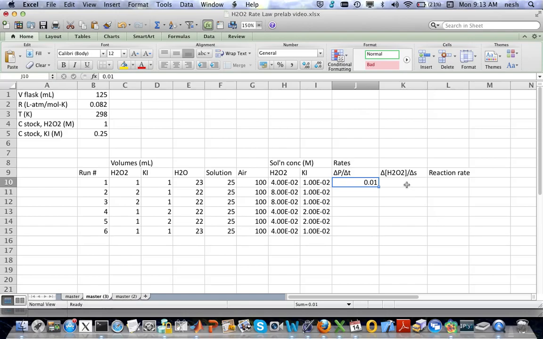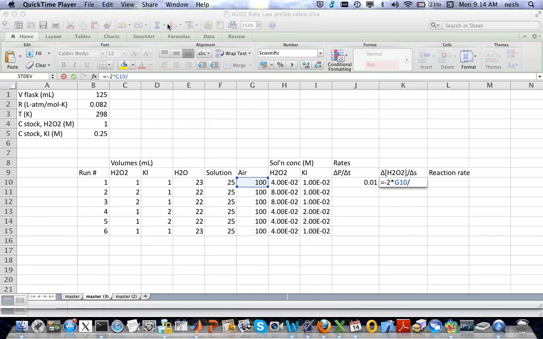Now, I want to calculate the change in the rate of hydrogen peroxide concentration. And why don't you give that a shot? Pause and give it a shot. Okay, I'm back. I'm going to see if I can do it. I will type in equals, and I know that there's a factor of -2 in front, multiplied by the volume of the air, which was that number, and I'm going to divide by, let's see, I need to divide by several things in the denominator.